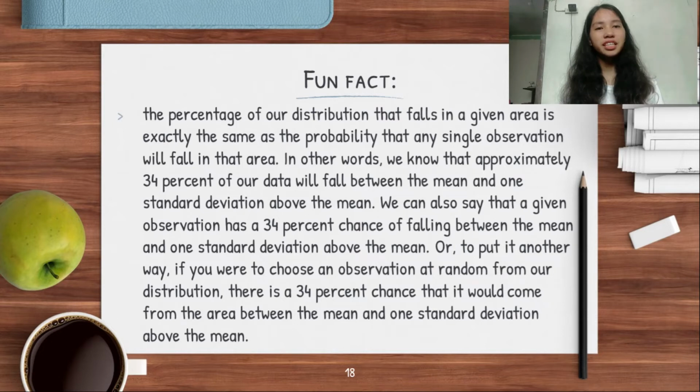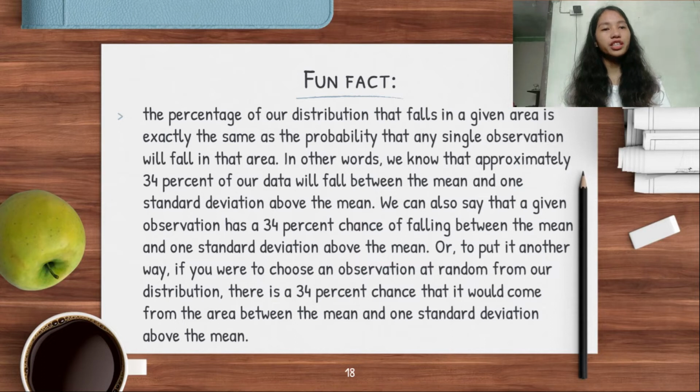We can also say that a given observation has a 34% chance of falling between the mean and one standard deviation above the mean. Or, to put it another way, if you were to choose an observation at random from our distribution, there is a 34% chance that it would come from the area between the mean and one standard deviation above the mean.